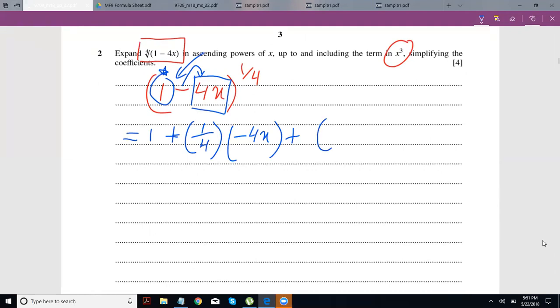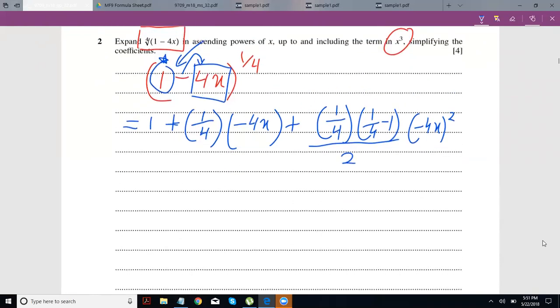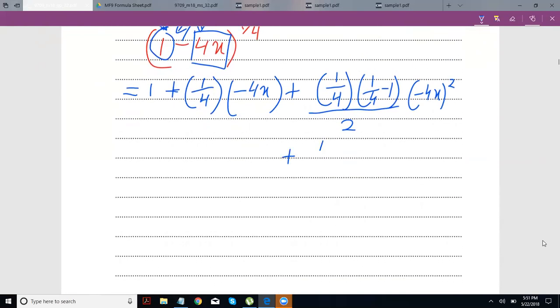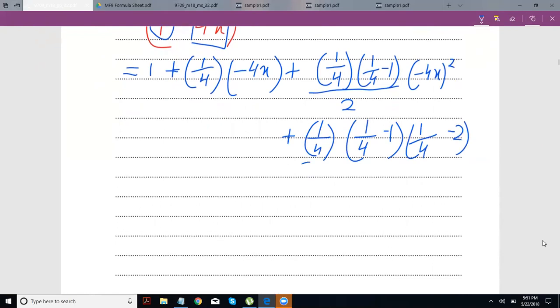Plus you have n minus 1 upon 2 minus 4x square. And since we're going to cube, we have to do this one more time, plus n minus 1. Again, n is the power that you have, 1 upon 4, n minus 2, all of this would then be divided by 3 factorial, I believe.